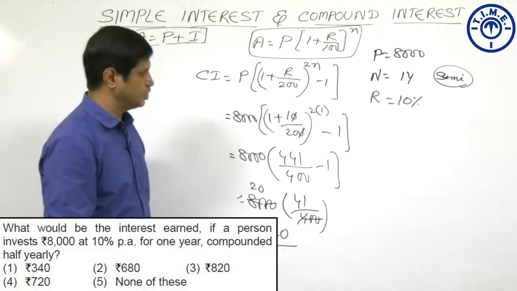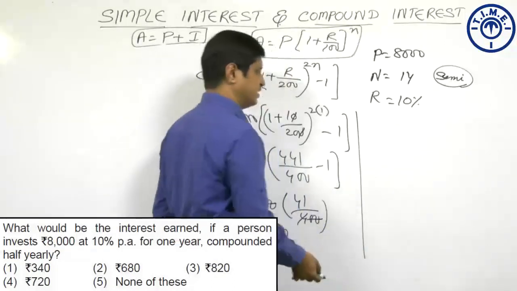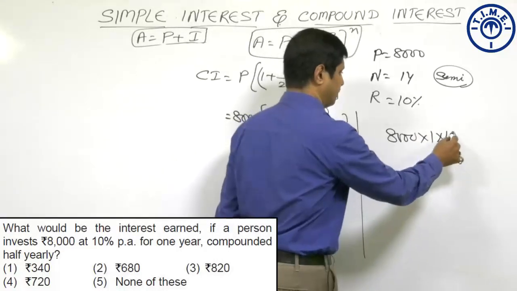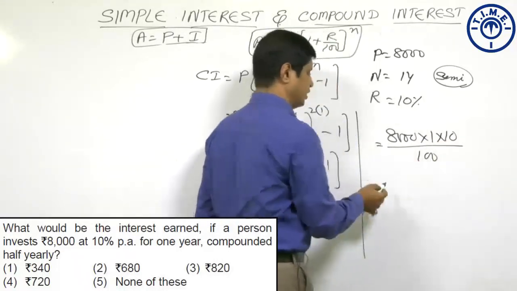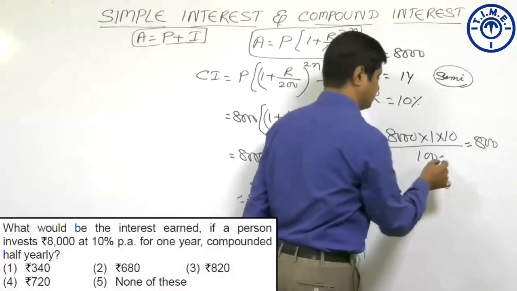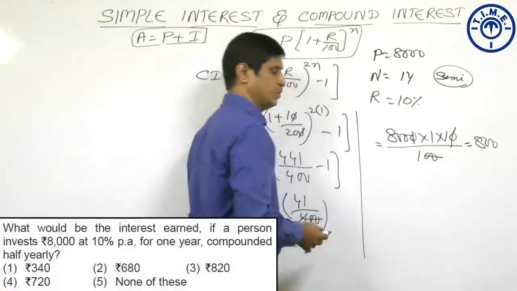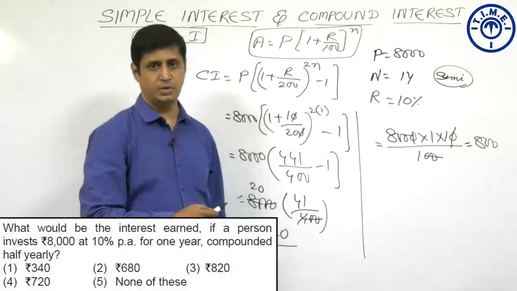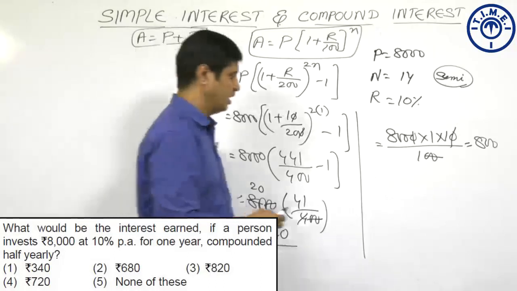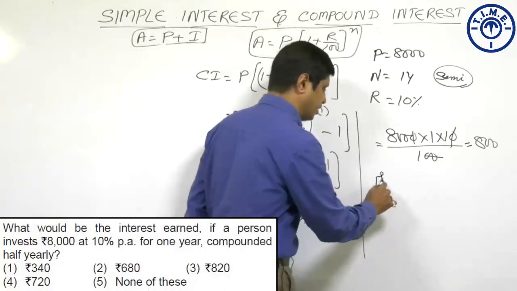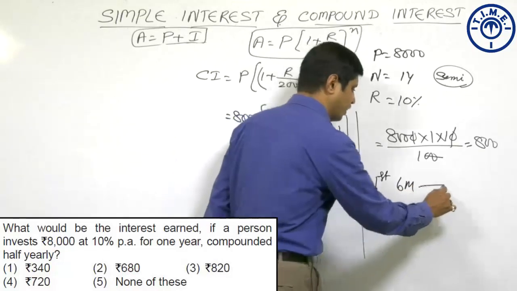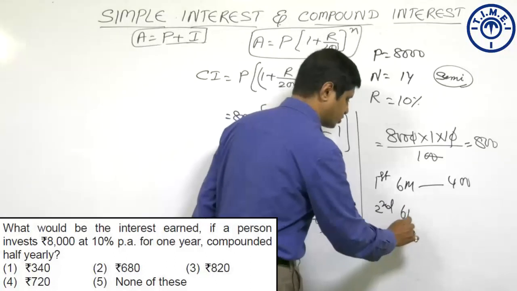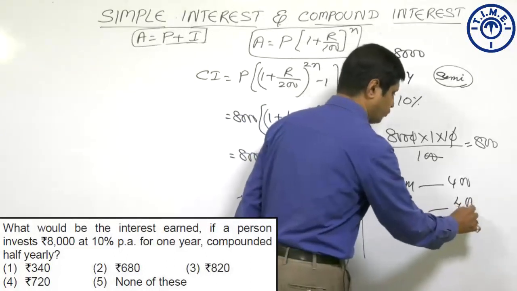Now, we can answer the same question using the simple interest formula. 8,000 rupees, 1 year, 10%. What is the simple interest? 800 rupees, 2 zeros get cancelled. So, 800 rupees is the simple interest for 1 year. But what is the condition here? Charging half yearly. The first half year means 6 months. What is the interest? Half of the 800, which is 400. The second value means the next 6 months, again 400.